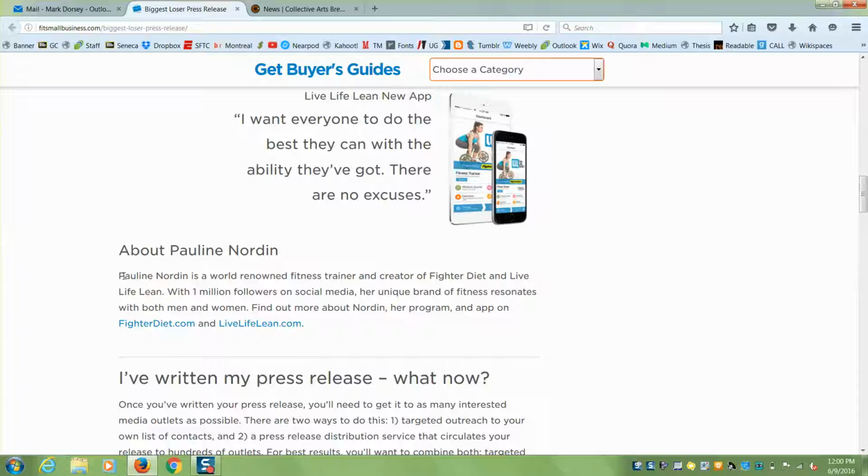So, focus on the story, have a good headline, give a little bit of information about who is writing the press release and a little bit of information about the organization. You want to make sure you include a quote from somebody important. And if you've got all of those elements and you've got a well written, brief, concise news release, you should do very well.